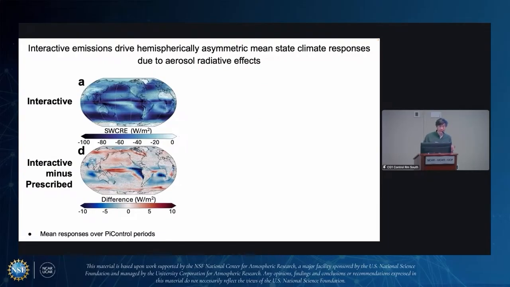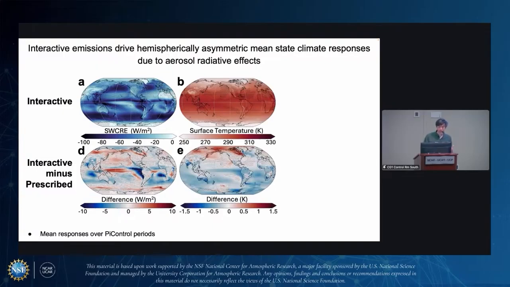And we see that these interactive emissions drive hemispherically asymmetric mean climate responses due to these aerosol radiative effects downstream from the POM burden differences. First, we look at the shortwave cloud radiative effect, or SWCRE, and we see that there's generally lower shortwave cloud radiative effect in the southern hemisphere and generally higher in the northern hemisphere, suggesting that clouds may be becoming more reflective over the southern hemisphere and less reflective in the northern hemisphere in the mean state.